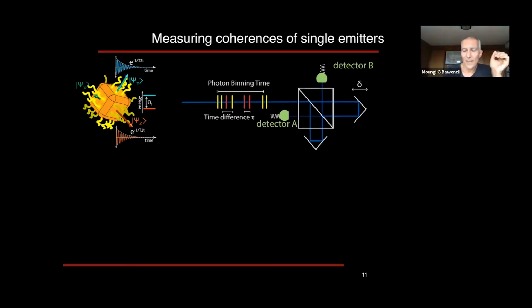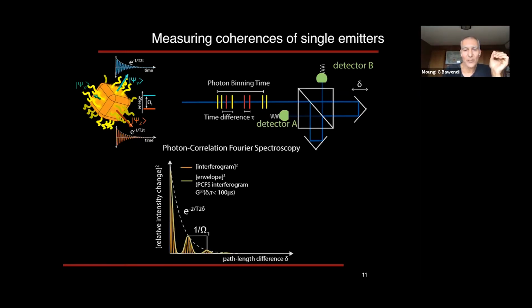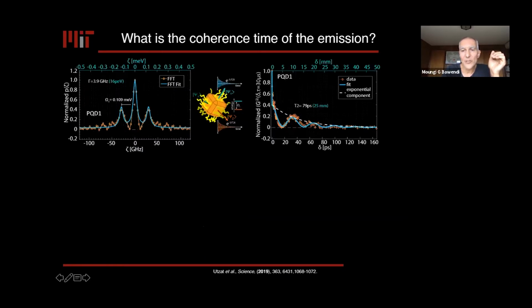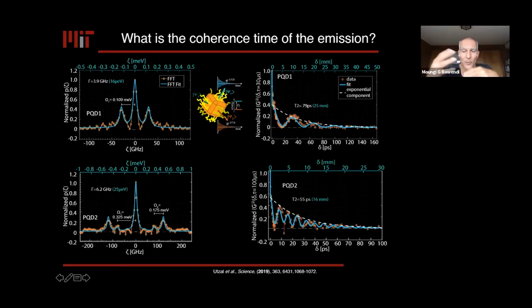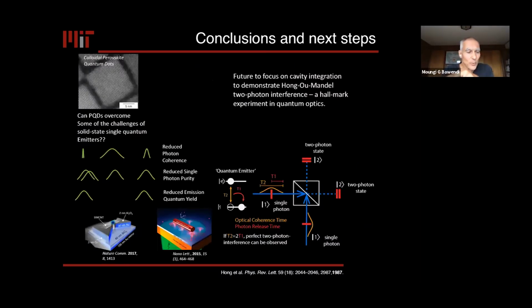So from this kind of experiment, you can measure an interferogram, and then the decay of the interferogram tells you about the coherence length or the coherence time. Length and time are related through the speed of light. Then on this right side here, you measure the decay, and you find that the T2, the coherence time, is on the order of 80 picoseconds. This is for one dot, and this is for another dot, 55 picoseconds. So we measure a lot of them. They're all on the order of 50 to 80 picoseconds or so, which is not that far away from the 200 picoseconds of T1.